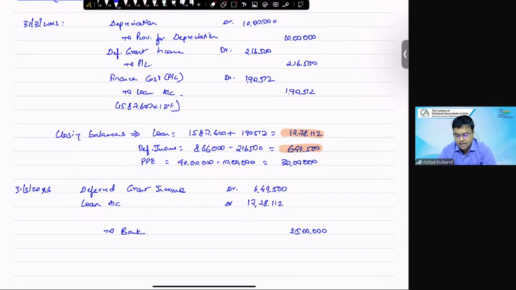Yes. So 25 lakhs minus 6,49,500 minus 17,78,112. So 72,388. Where will this go? This will go to P&L.